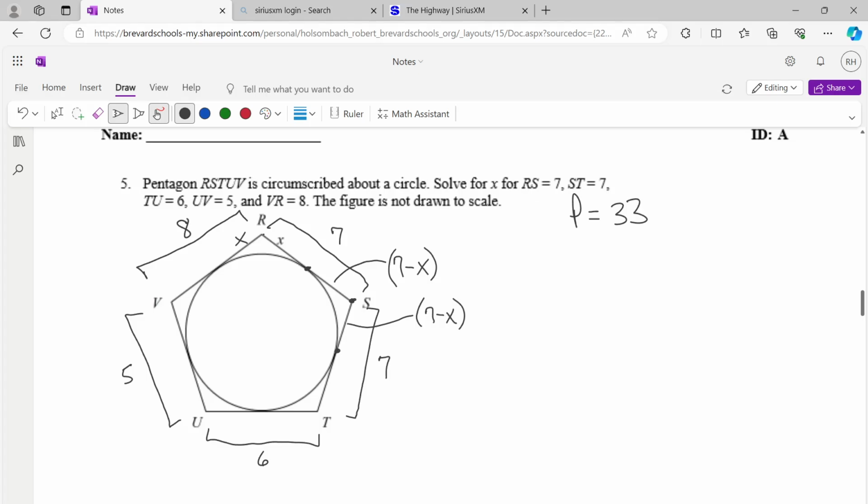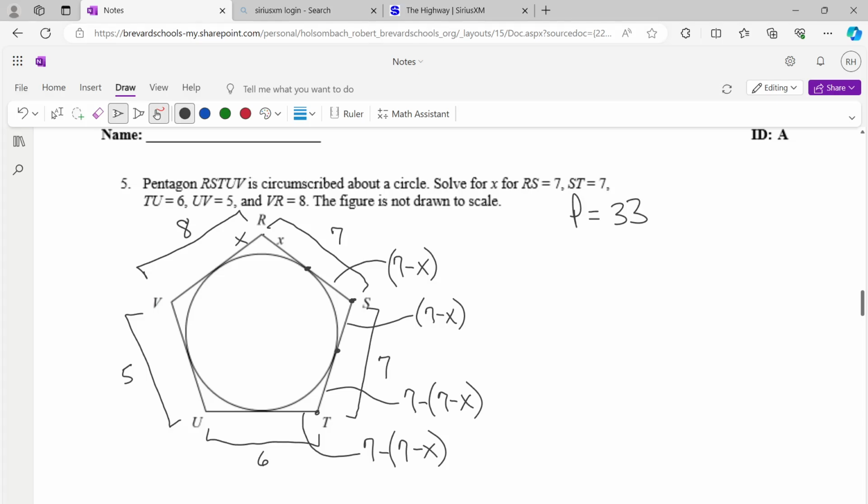Here's where you've got to be careful. If S to T is 7, and this tangent is 7 minus x, then this tangent is 7 minus x, which makes this tangent 7 minus x.